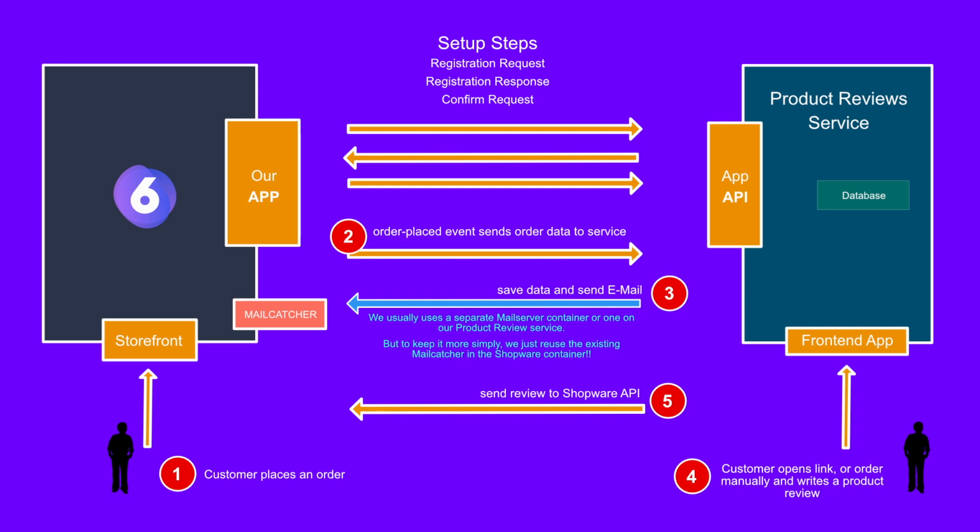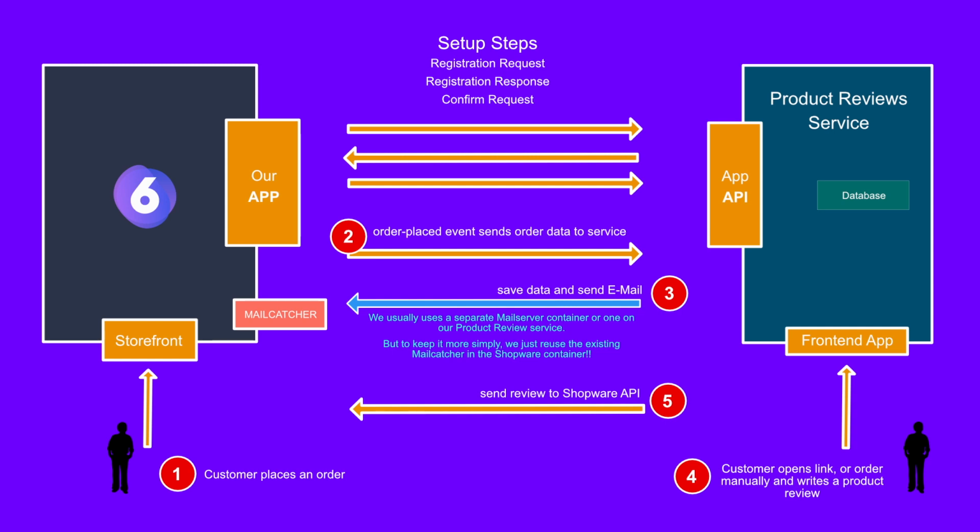Very important, we reuse the mail catcher of the Shopware container for this example setup. Usually, the product reviews endpoint would have its own mail server, its own mail catcher container. Just to let you know, otherwise it might be confusing. So in step 4, if the customer is finally doing a review, step 5 is triggered, which means that using the Shopware API, the new review is being sent to our Shopware shop.